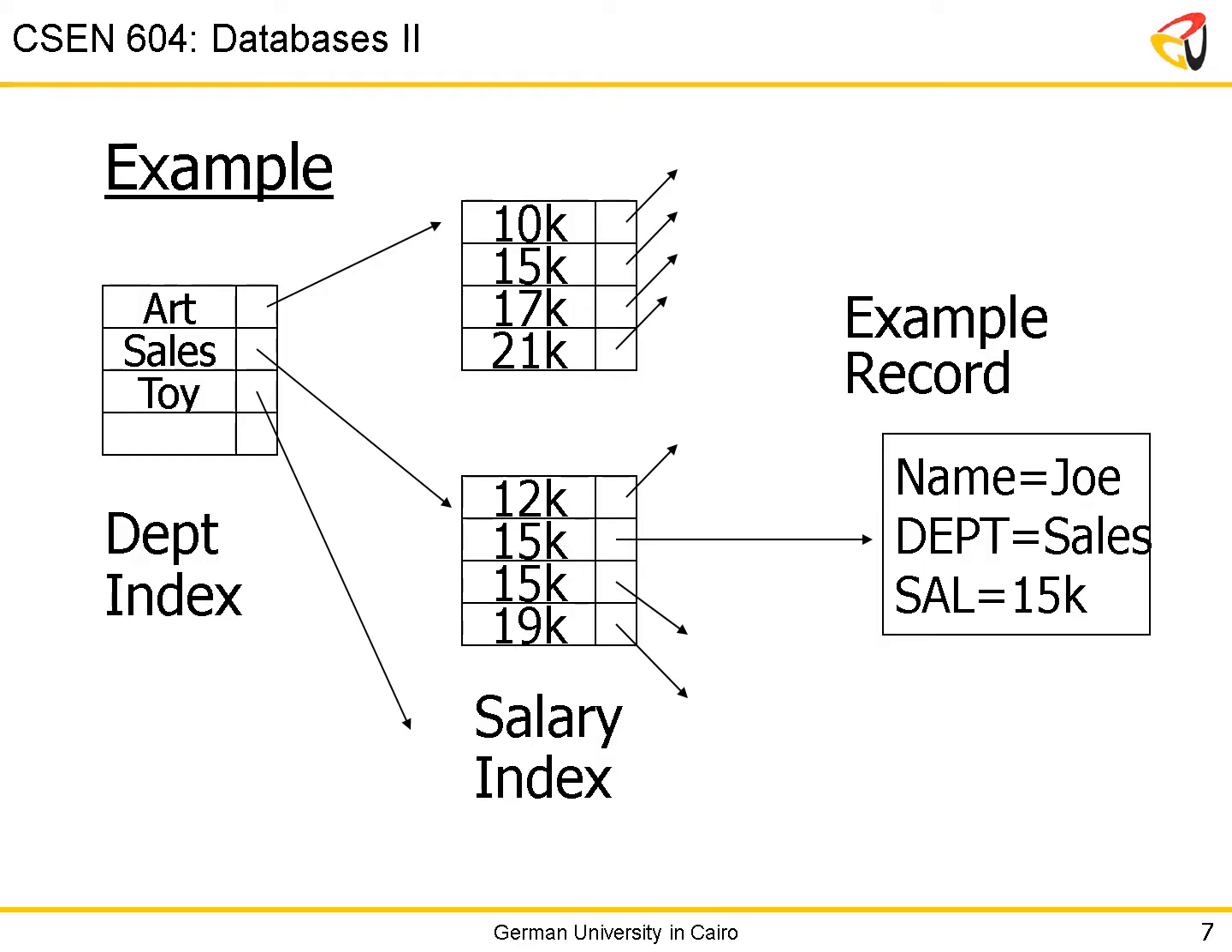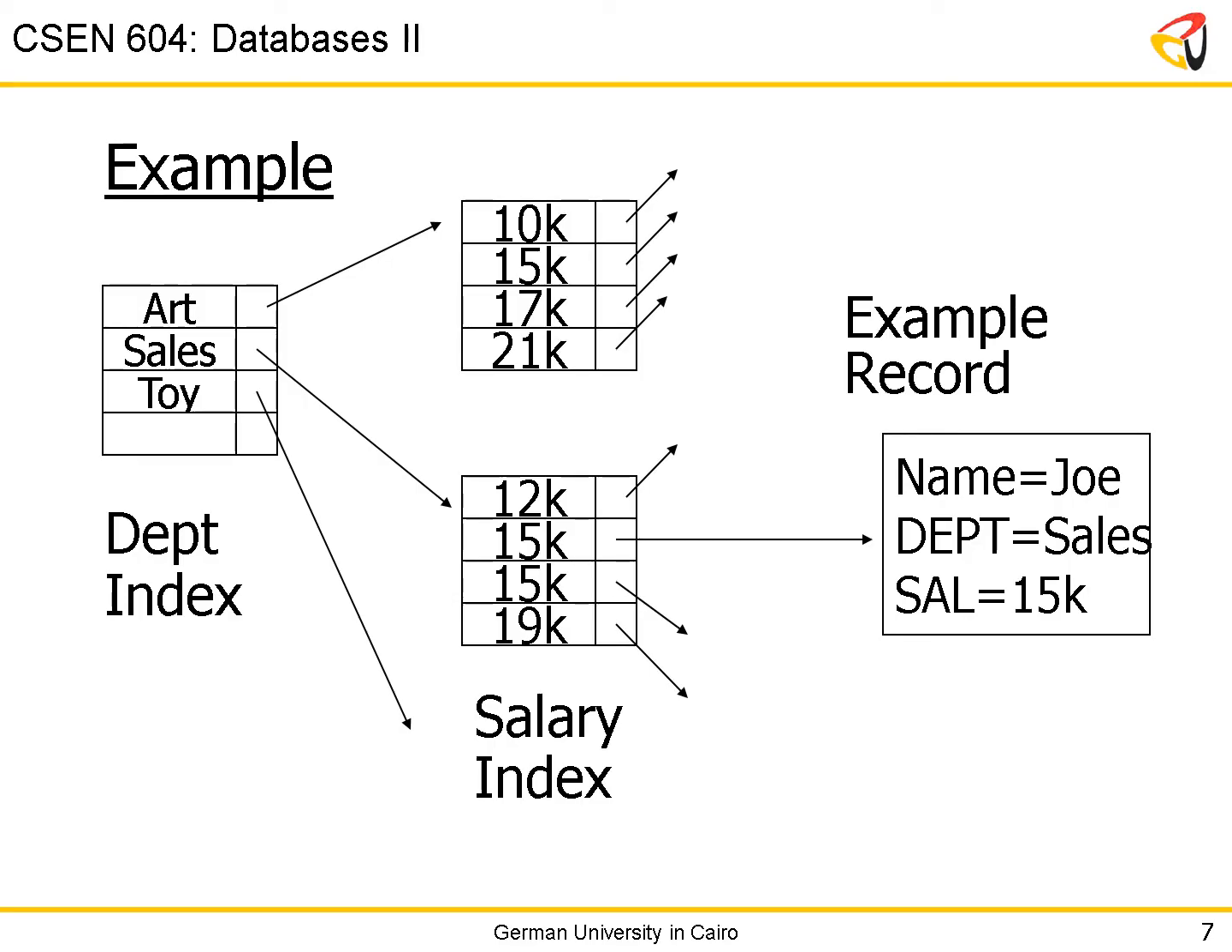So I got all the department values and I sort them. And then within every department I get the salaries and I sort them separately. So I've sorted all the salaries within the art department from 10 to 20K, 21K. Same thing for sales, same thing for toy, and so on. So this is called a compound index. Okay? Now this type of index has been proposed many years back and it has problems. Now the problem is related to what kind of queries you can answer with this type of index.